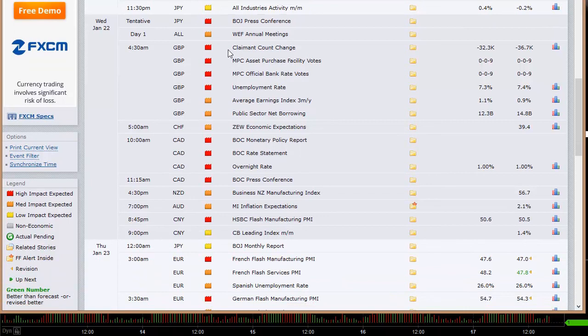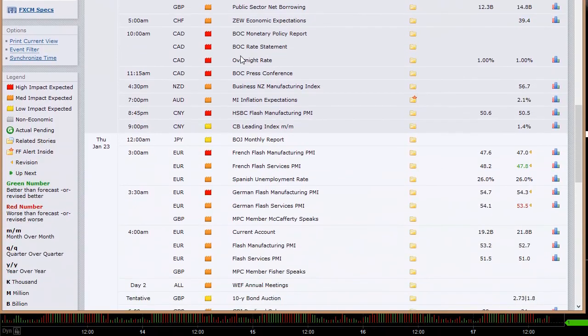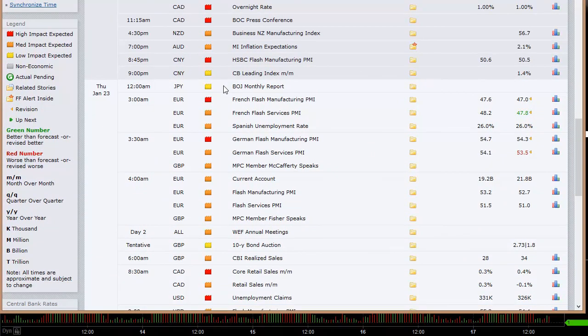UK's got claimant, the unemployment rate, basically, average earnings and the unemployment data. ZEW economic expectations out of Switzerland. We've got a rate announcement out of the Bank of Canada and their press conference. This is all on Wednesday. So not a lot of data out of the U.S. up to this point in the week. Business manufacturing index out of New Zealand. Inflation expectations out of Australia. China's got a couple of numbers.